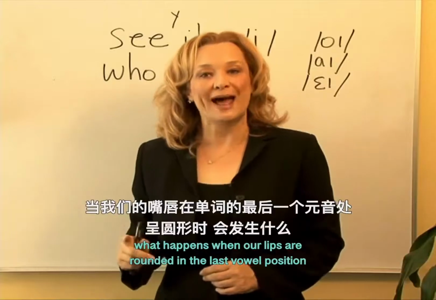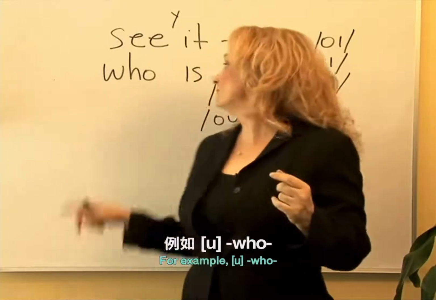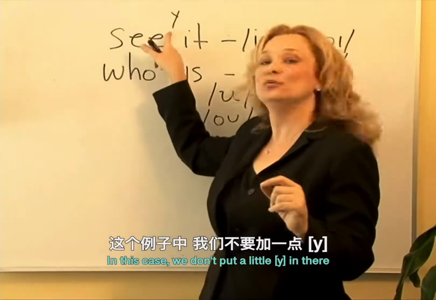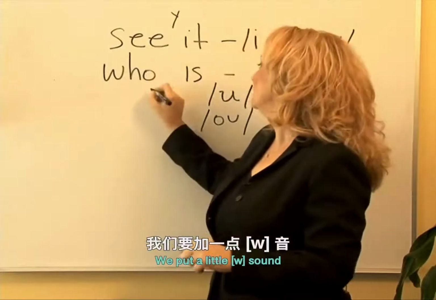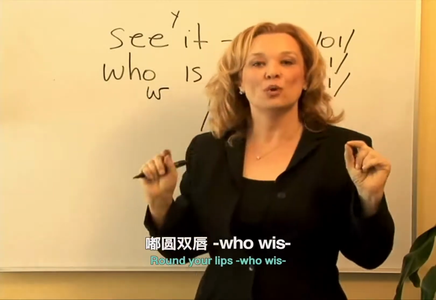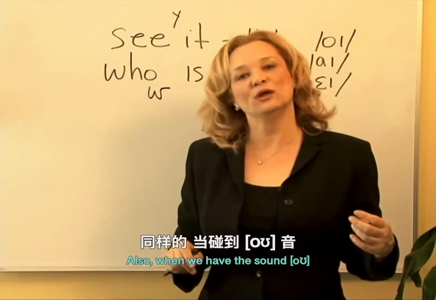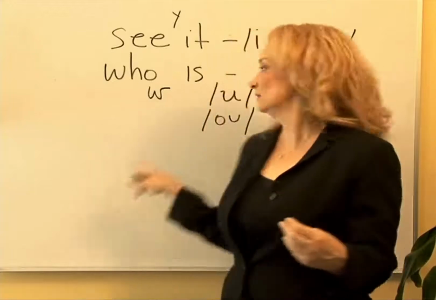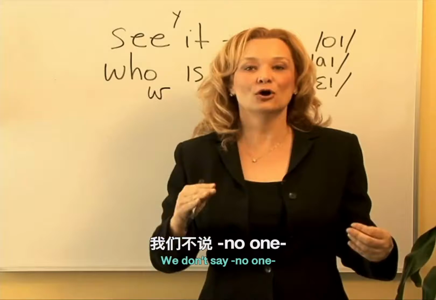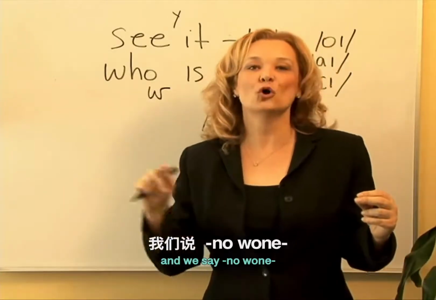Let's learn what happens when our lips are rounded in the last vowel position. For example, "oo," who. In this case, we don't put a little y in there, we put a little w sound. Round your lips: who is. "Who is" becomes "who-w-is." Also, when we have the sound "O," for example, no. We don't say "no one," we link it, we put a little w in there, and we say "no-w-one."